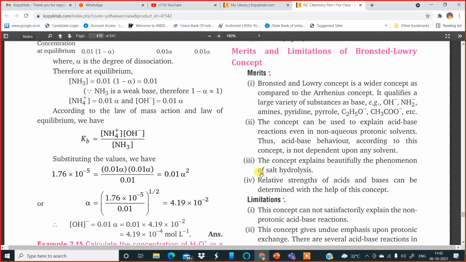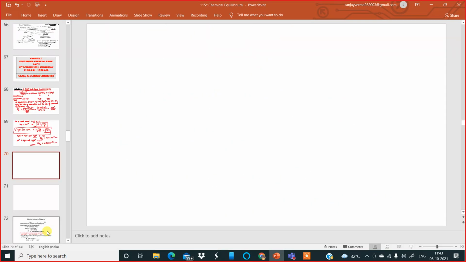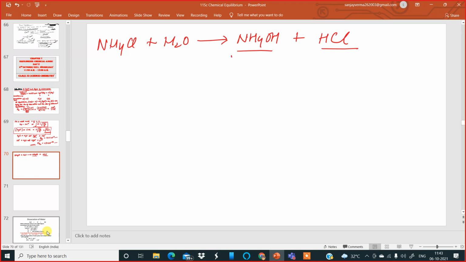Now, this salt hydrolysis you must have come across in ICSE, in the chapter Acids, Bases and Salts, towards the end of the chapter. When a salt is dissolved in water, for example, if I take a salt like ammonium chloride and put it in water, it is going to produce ammonium hydroxide and HCl, hydrochloric acid. This is called salt hydrolysis. Ammonium hydroxide is a weak alkali, and hydrochloric acid is a strong acid.